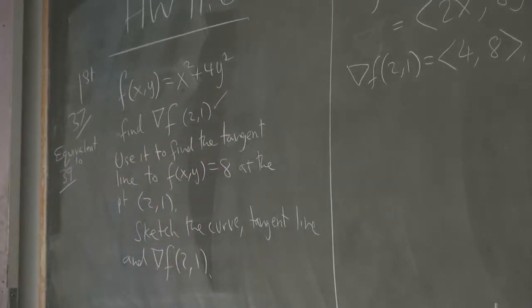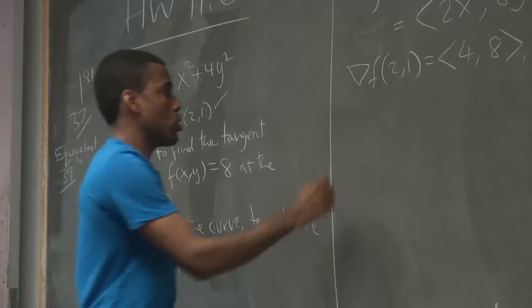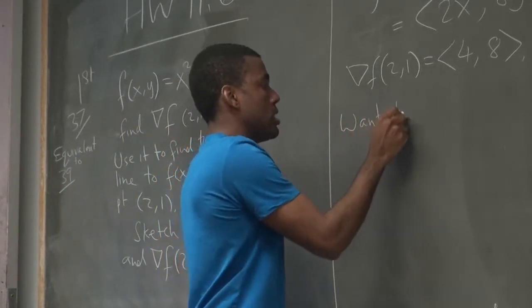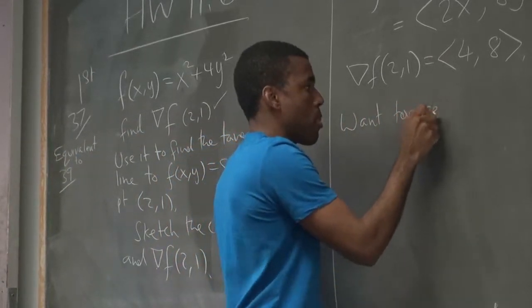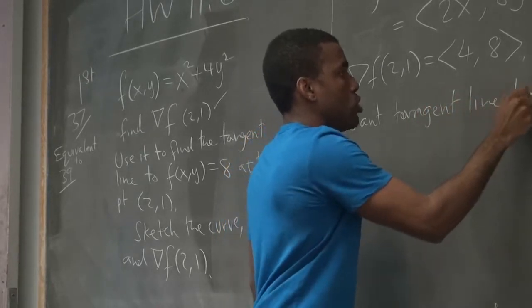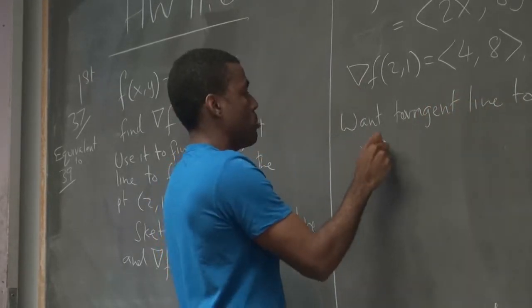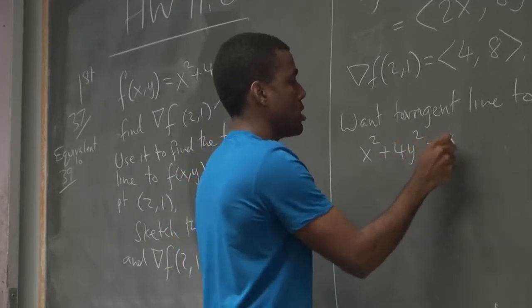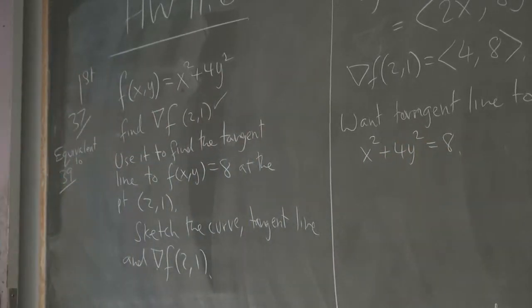Check. How do you find the tangent line to this? Right, so we want the tangent line to x squared plus 4y squared equals 8. What kind of curve is that? Ellipse. Parabola. So I'm hearing a whole bunch of answers.